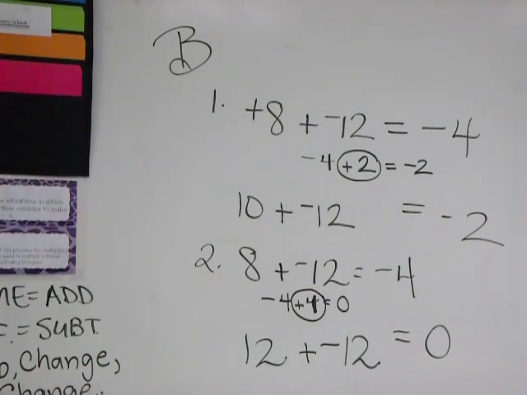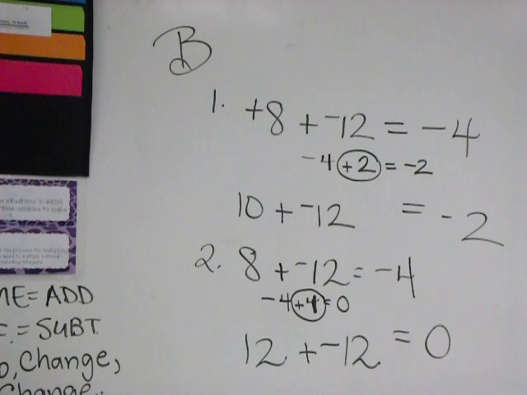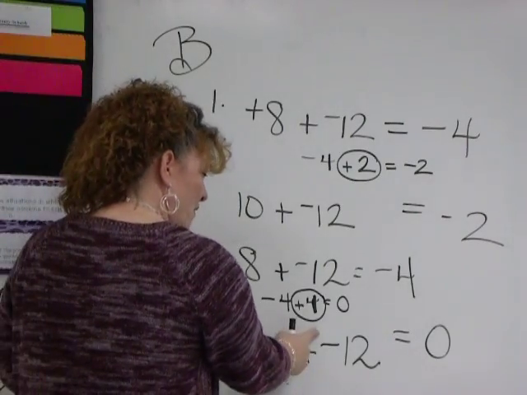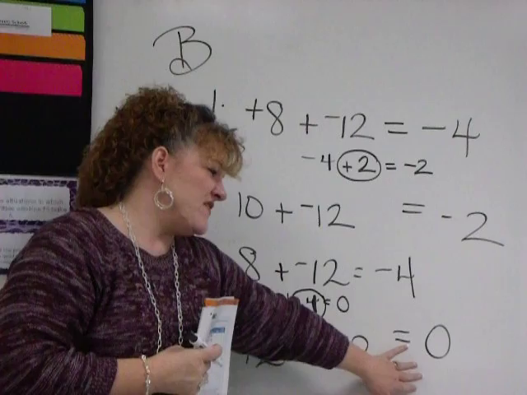So for number 1, I would have to add 2 more positive chips to the original board to get an answer of -2. For number 2, I would have to add 4 more positive chips to the board to get an answer of 0.